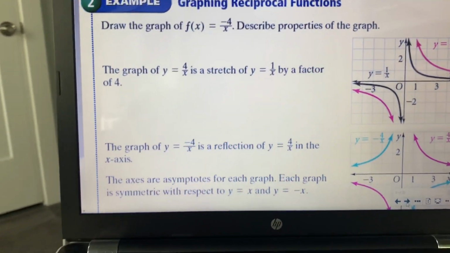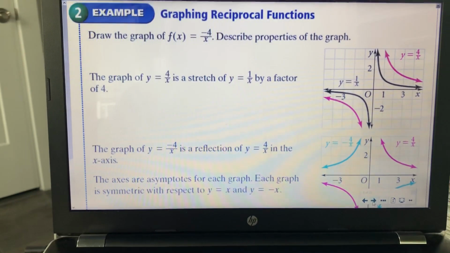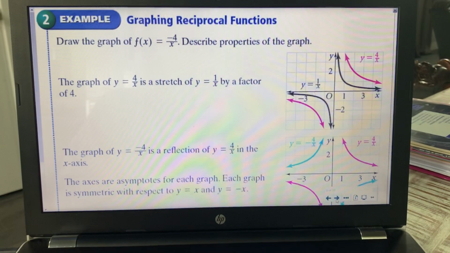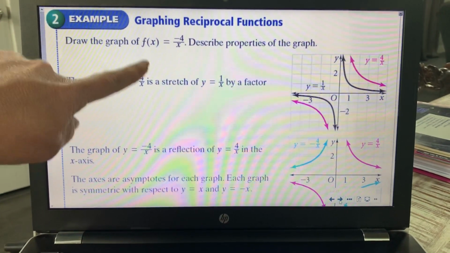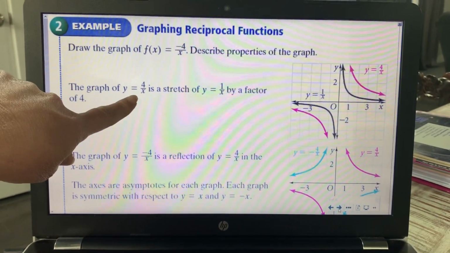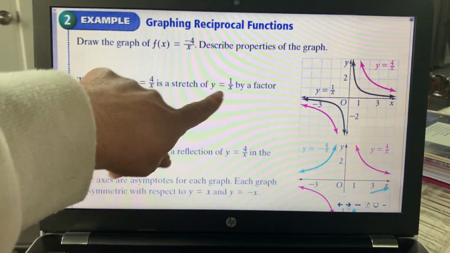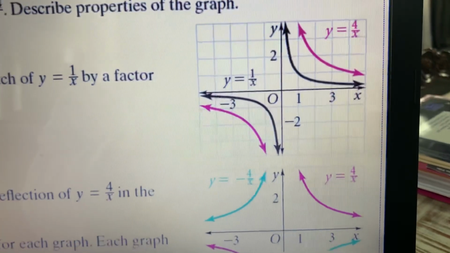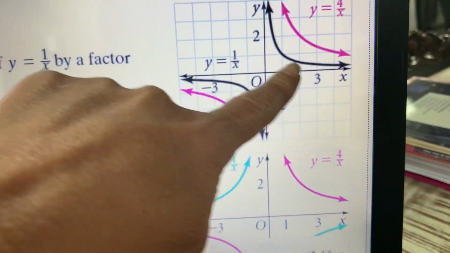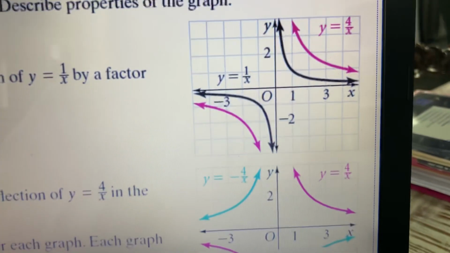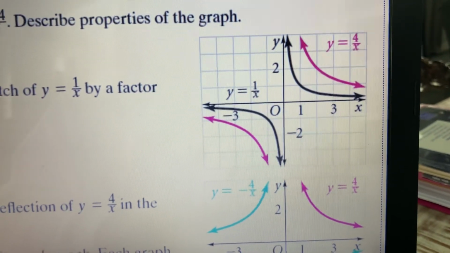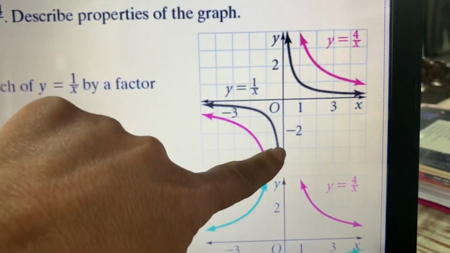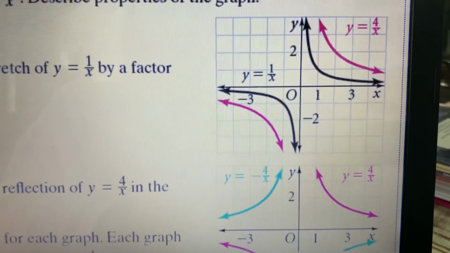Okay, so here is an example. Draw the graph of f of x equals negative 4 over x and describe the properties of the graph. So the graph of y equals 4 over x is a stretch of 1 over x by a factor of 4. So over here in this graph, let me zoom in a little bit. In that graph, the black graph is the y equals 1 over x, okay? That's the two branches in quadrants 1 and quadrant 3. X can't be 0, which means it has both these axes as your asymptotes that it doesn't cross.